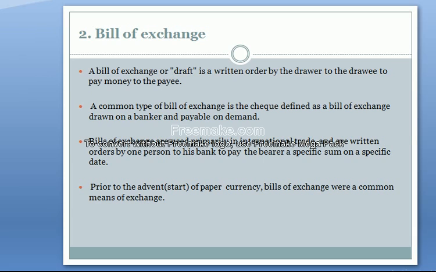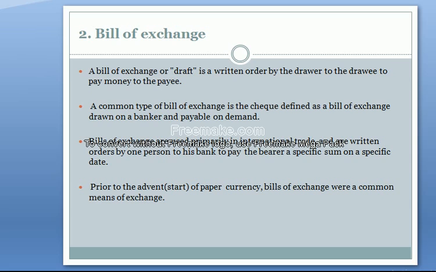A bill of exchange is used mostly, primarily, in international trade, that binds one party to pay a fixed sum of money to another party on demand or at a predetermined date. Look, a bill of exchange also has the property like the promissory note.